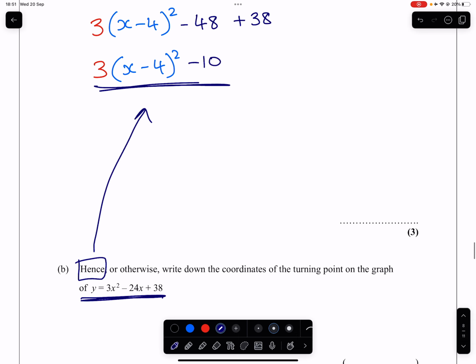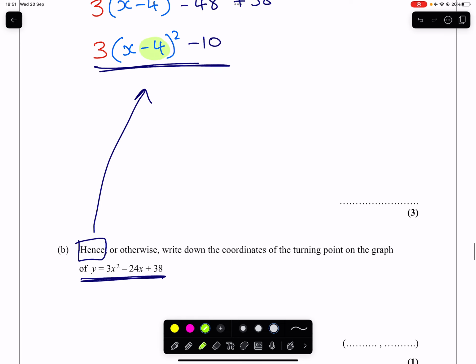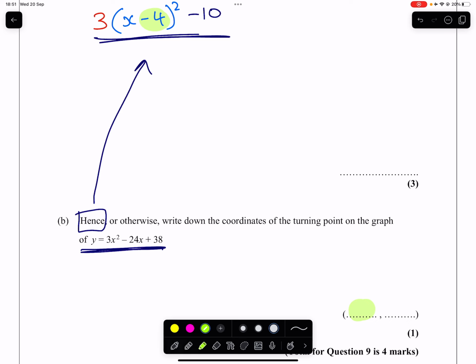One of the advantages of having a quadratic written in completed square form is that whatever number is inside here, the opposite of it is going to be our x coordinate, and our y coordinate is going to be whatever number we're left with on the right hand side. So 4 comma minus 10 is our turning point. Done.